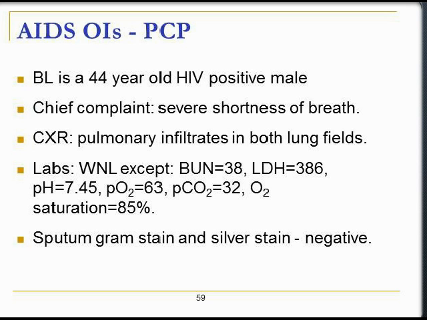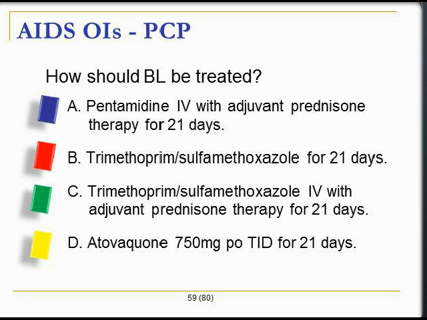And you can see his labs there, which I won't read. They're pretty much within normal limits, except his LDH is elevated, which is very common in PCP. And he's not oxygenating very well. His PO2 is 63 and his O2 sat is 85%. At this time, his stains are all negative, but with PCP that's very common. It's hard to get a positive silver stain for PCP. So, how should BL be treated? IV pentamidine with adjuvant prednisone for 21 days, trimethoprim sulfa for 21 days, trimethoprim sulfa with adjuvant prednisone for 21 days, or atovaquone for 21 days.